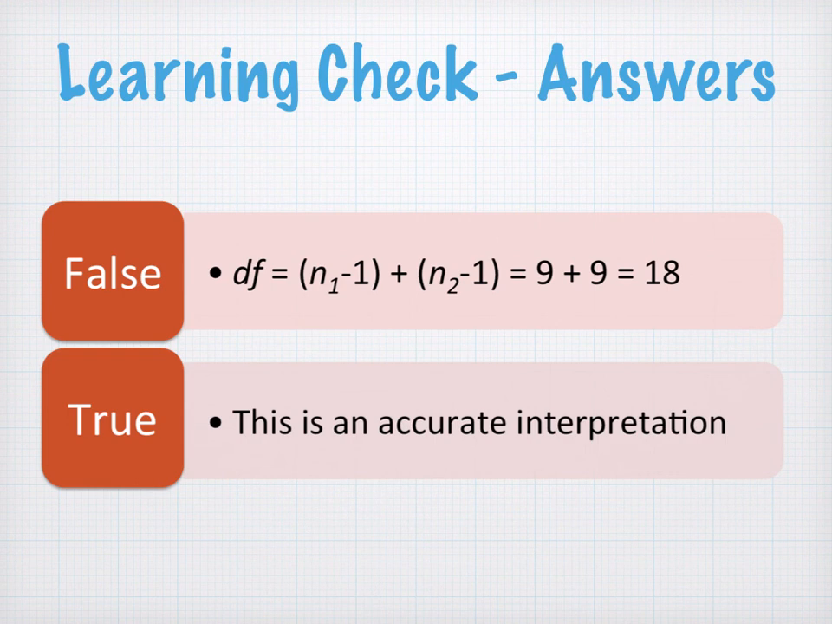And the second one is an accurate interpretation. If there's no treatment effect, that's saying that our null hypothesis is true. And remember, if our null hypothesis is true, that is what we're assuming when we calculate our standard error. And we've discussed that previously in the slides. I hope this gave you a really good overview of what this is.